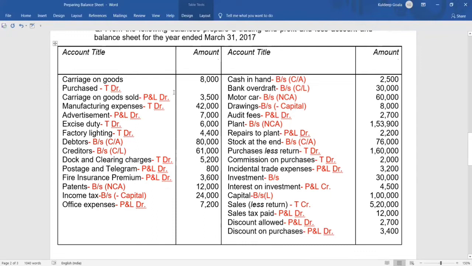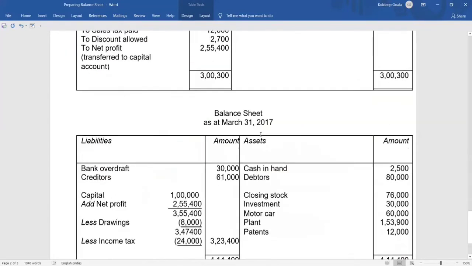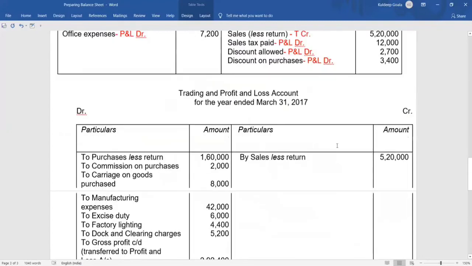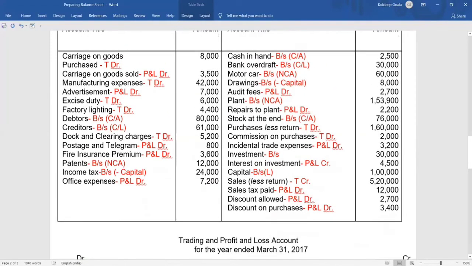easily cashable items will be taken as liquid assets, like cash in hand, cash at bank, and bills receivable. Okay, let's see what is there. Cash in hand and cash at bank will come first. So let's see where it is. Here, cash in hand is there, 2,500. So that will be the first item on the asset side. Cash in hand, 2,500. Clear? After that, let's find out cash at bank and bills receivable, if it is there. No, this side is not there, this side also not there.